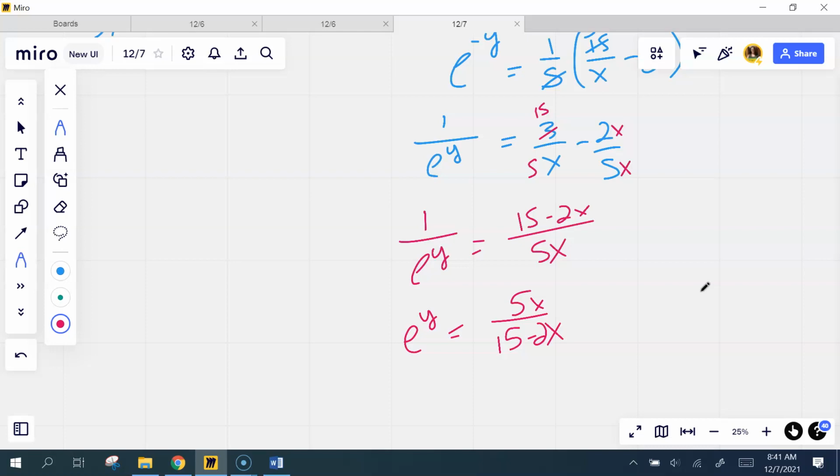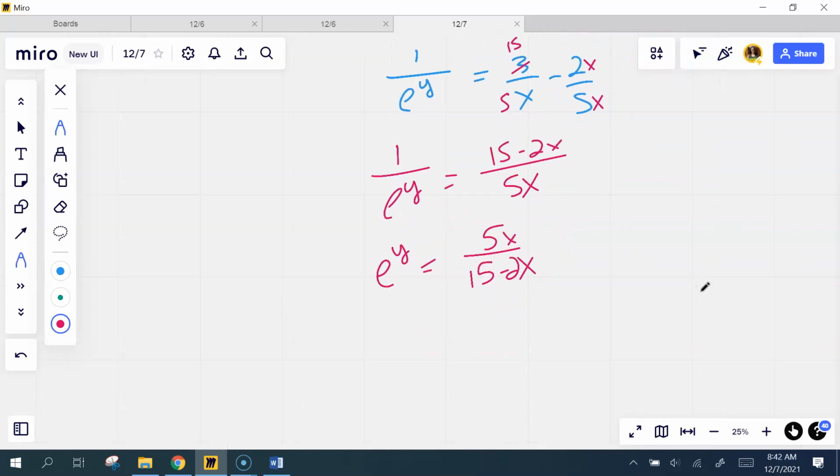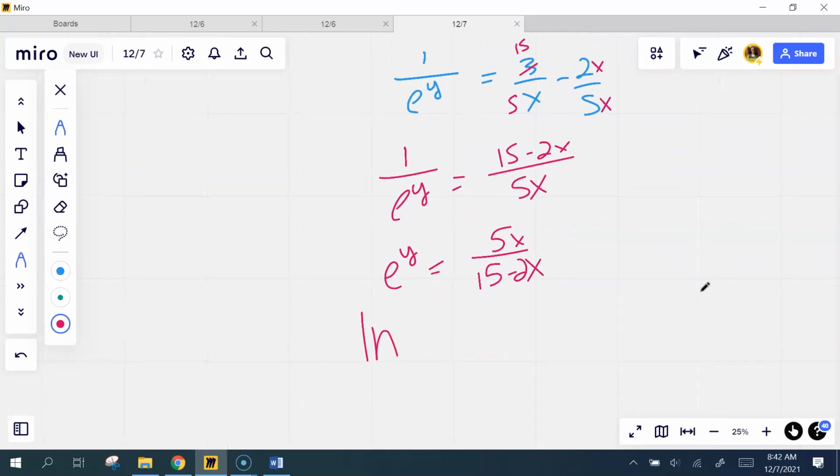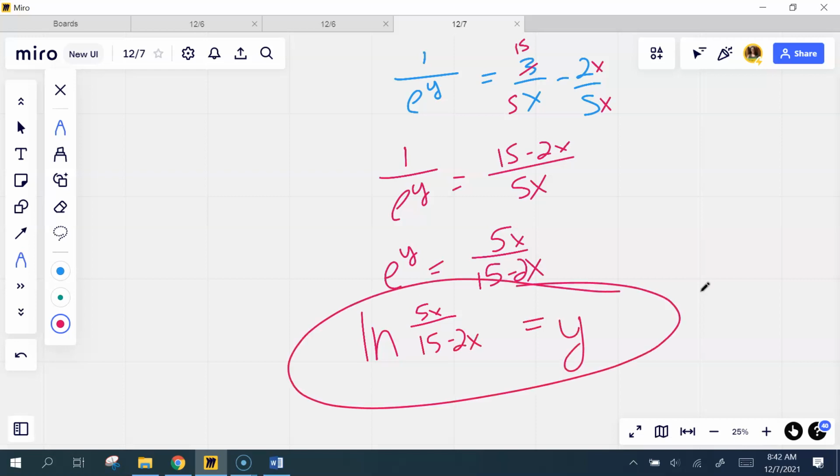Right. Now I just have one more step. The variable I need is in the exponent, so I'm going to change forms. This is b to the x equals a, log base b of a equals x. So the natural log of 5x over 15 minus 2x equals y.